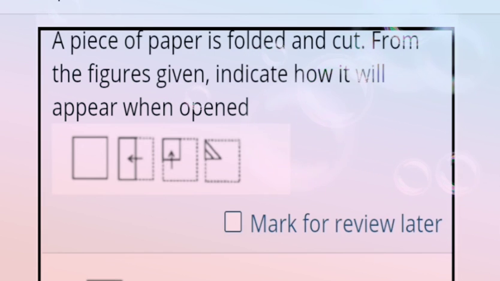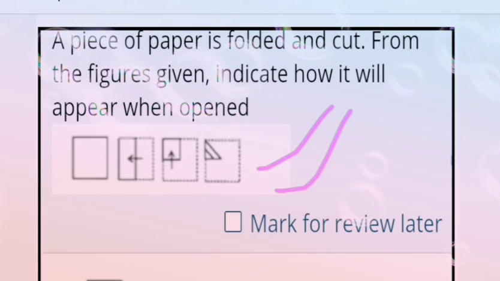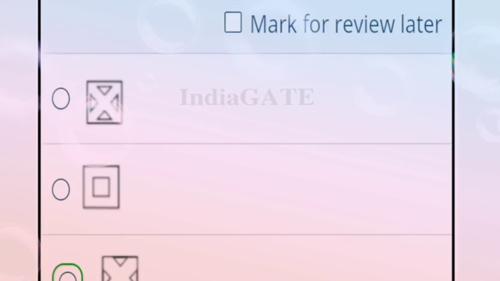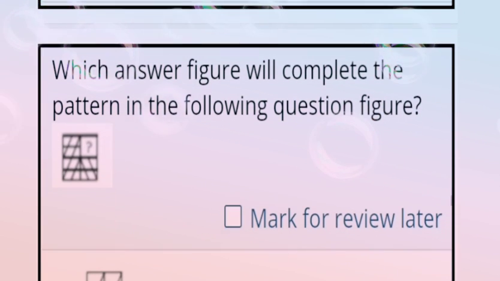Okay, so a piece of paper is folded and cut as the figure is given. Indicate how it will appear when opened. Okay, so this figure is given like this. Now after opening this, which option is correct? And here options are given. So option C is your correct answer. Now come to the next question.